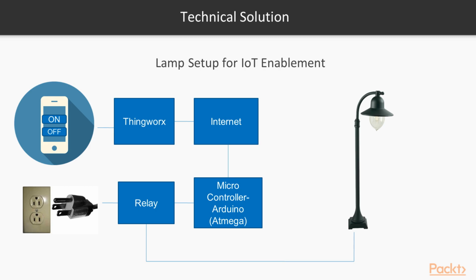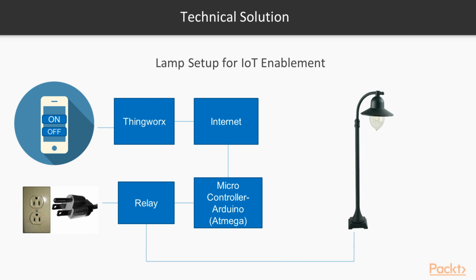Alright, now let's see how we can put all of this together. Now this is how it's going to look like. So we have divided everything into blocks. So we have the relay block, the microcontroller block, the internet block, ThingWorx block and your end devices. End devices here is your lamp and your phone. Alright, now let's see how this is going to work out.